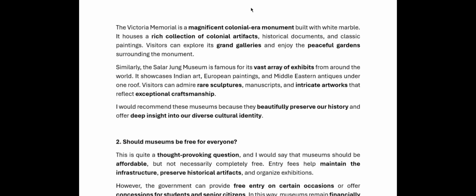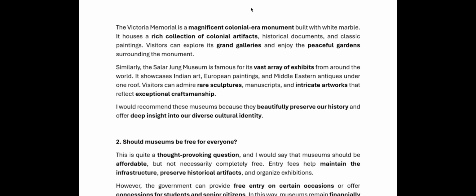Visitors can explore its grand galleries and enjoy the peaceful gardens surrounding the monument. For all the words, you are addressing it with a good adjective. Galleries, how are the galleries? Grand galleries. Gardens, how are the gardens? They are the peaceful gardens. Continuing, you use the words similarly.